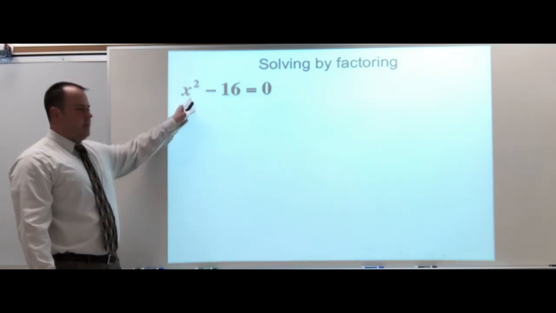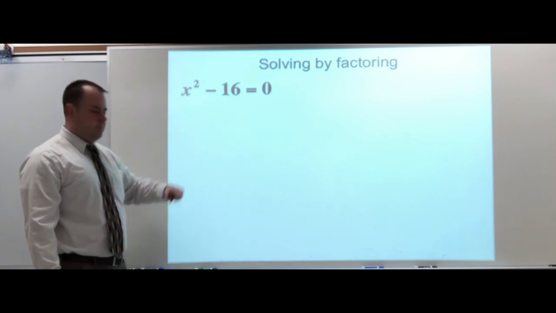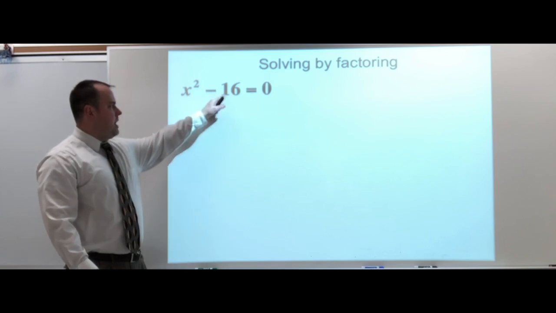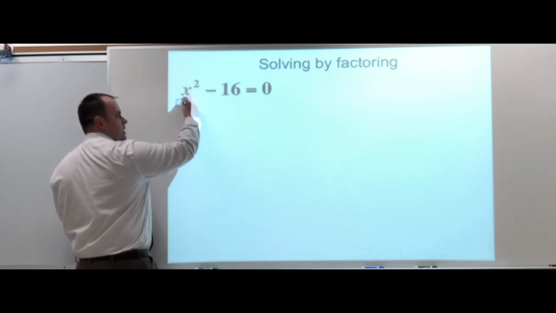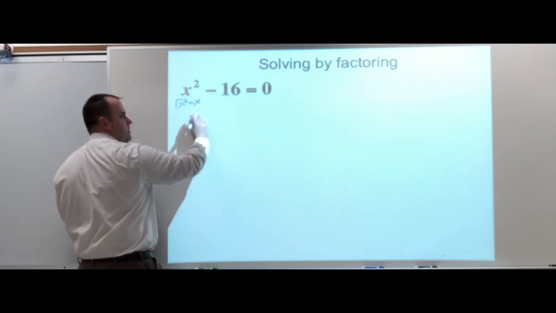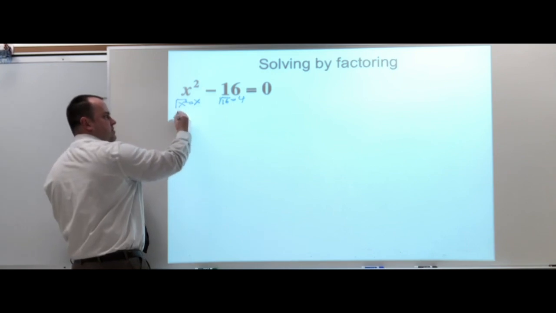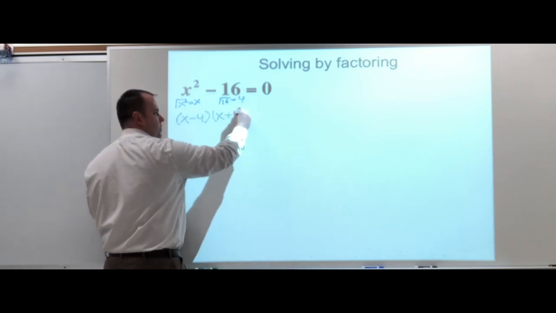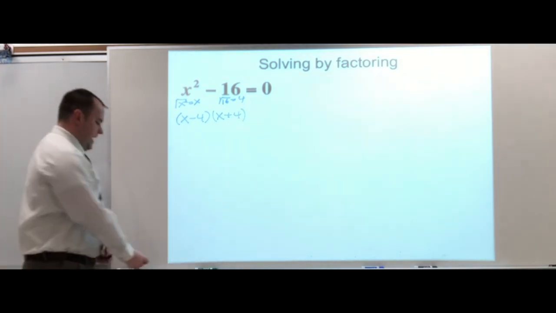X squared minus 16. There is no greatest common factor, so right away I count my terms: 1, 2 terms. So we're going to look at difference of squares. Perfect squares, so let's do this. Square root of x squared is x. Square root of 16 is 4. We have our subtraction, so x minus 4, x plus 4. So there it is, factored completely. Not too bad for the factoring part.